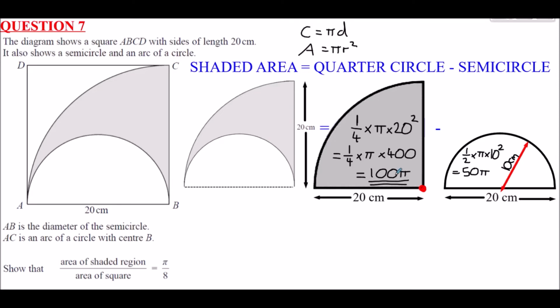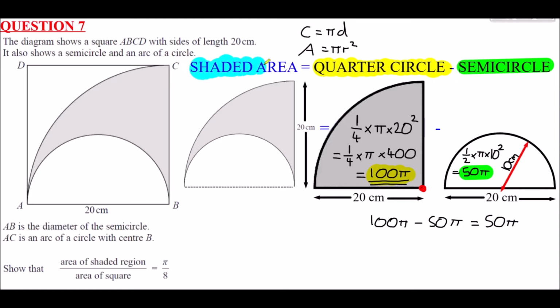So 100 pi here for this one. Quarter circle has an area of 100 pi. The semicircle, we've calculated, has an area in terms of pi of 50 pi. So 100 pi minus 50 pi gives just 50 pi. So the area of the shaded region is a quarter circle of 100 pi minus the semicircle, which has an area of 50 pi. So the shaded area is 50 pi.